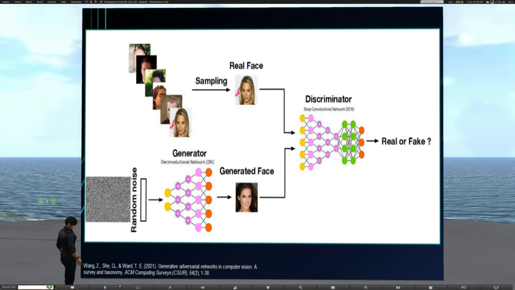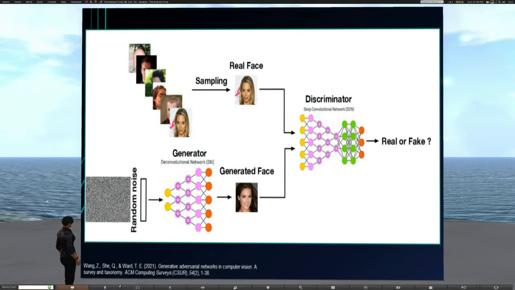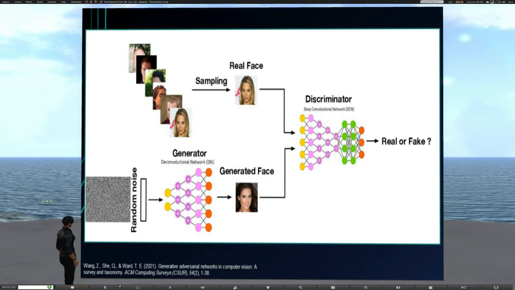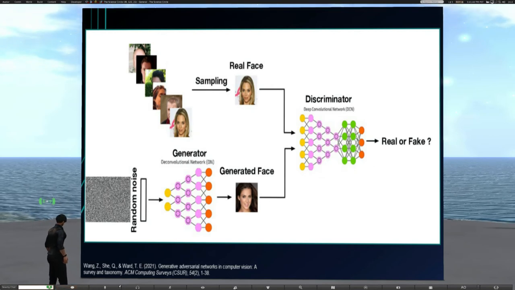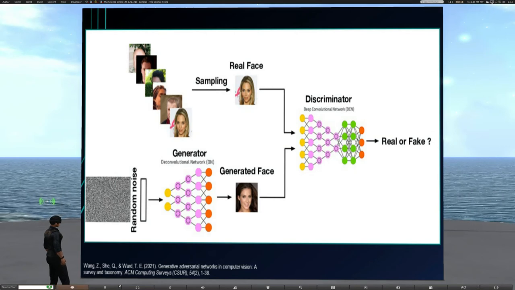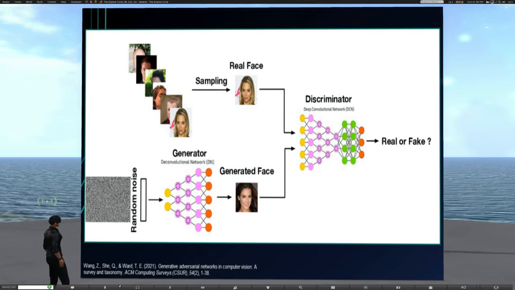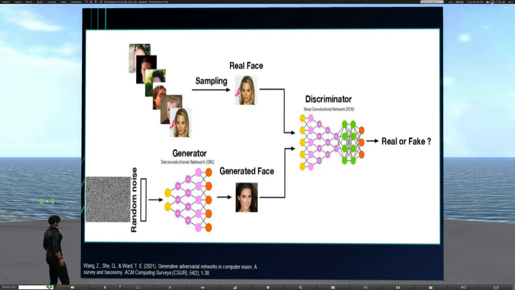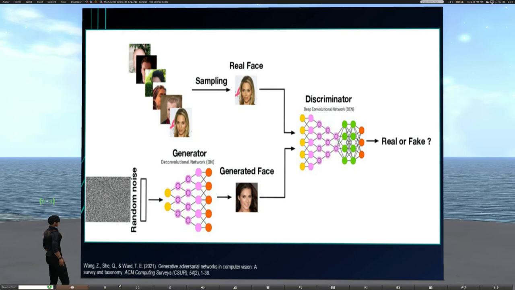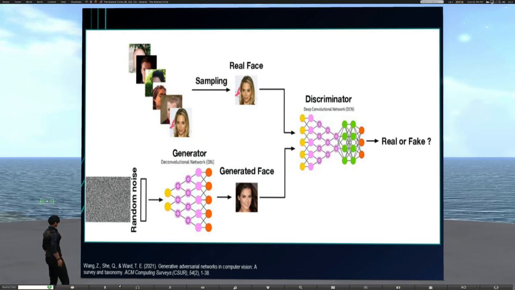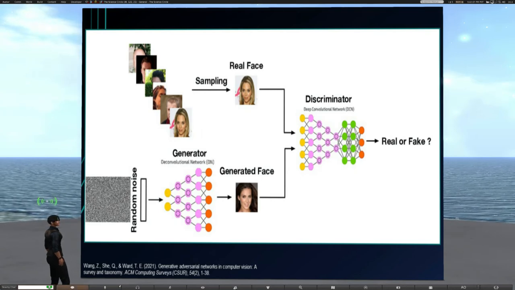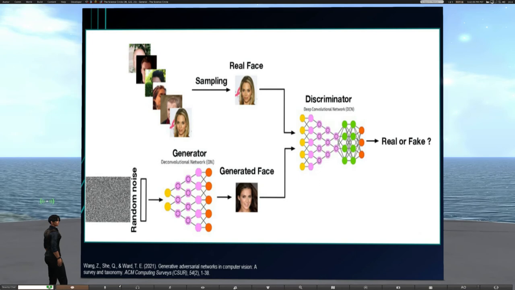And you also give the discriminator real images, so real faces. I know someone has done this with images of avatars in SL. There are some fake videos of Obama making a speech that were done by these networks. So these two networks, the discriminator and the generator, are playing a game with each other. The generator is trying its best to transform the image until it looks like a real face, and the discriminator is trying its best to tell this is real, this is fake.